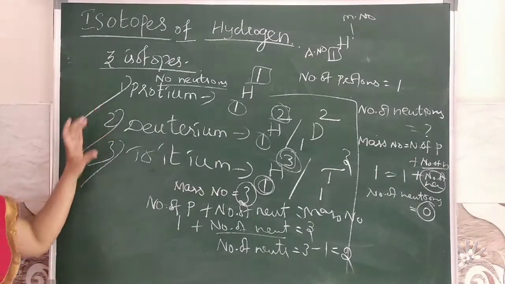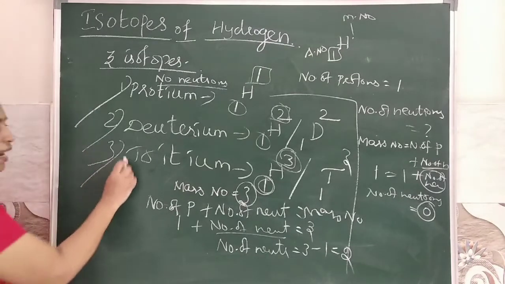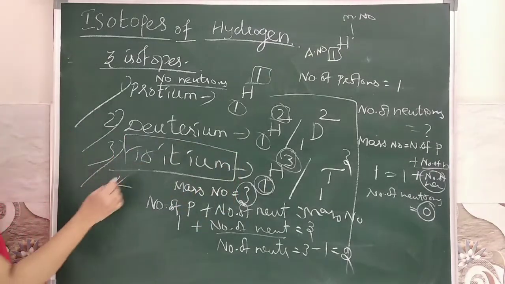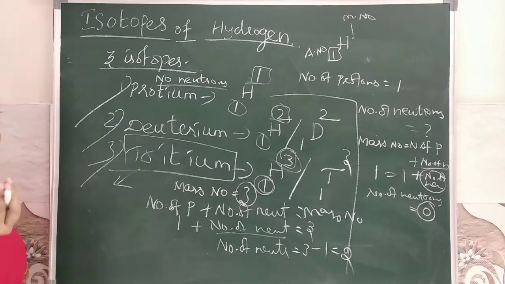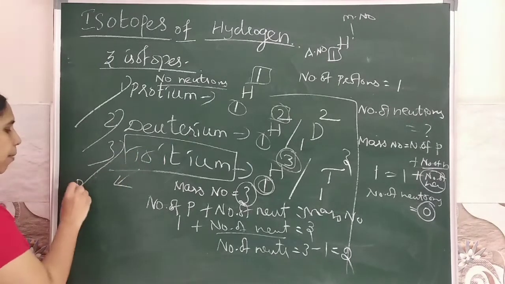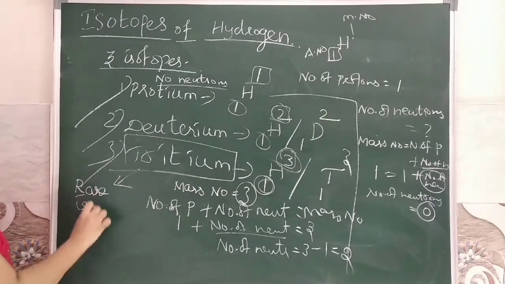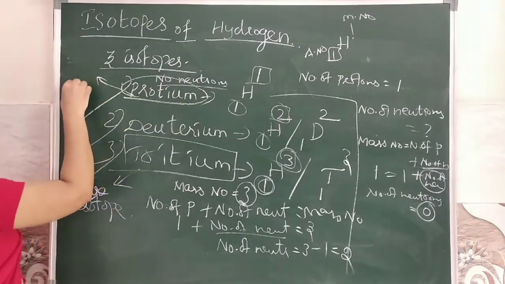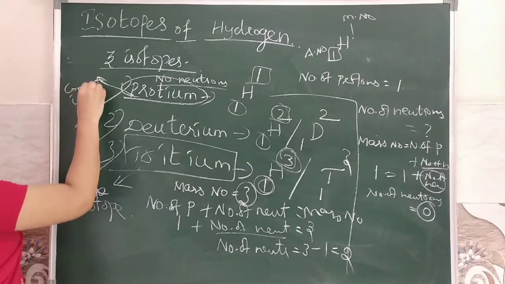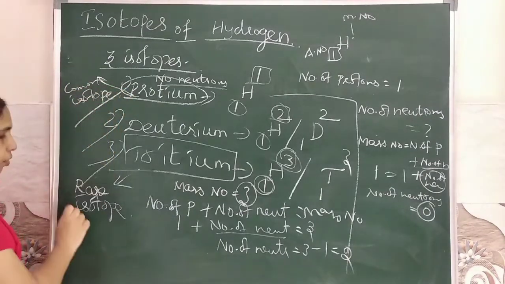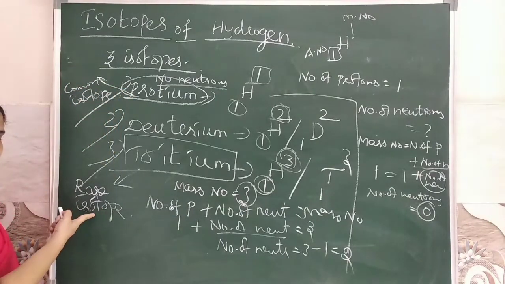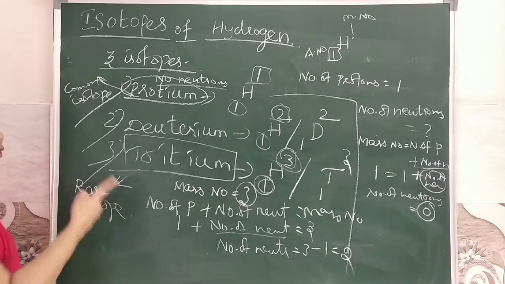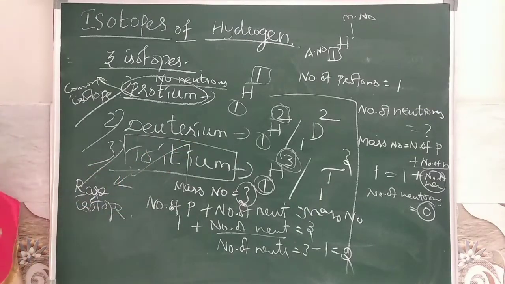Out of these 3 isotopes, the rare isotope is tritium. It is present in minute amount. Tritium is a rare isotope. Okay, students. The common isotope is protium. This will be asked as a one word question. The rare isotope of hydrogen is tritium.